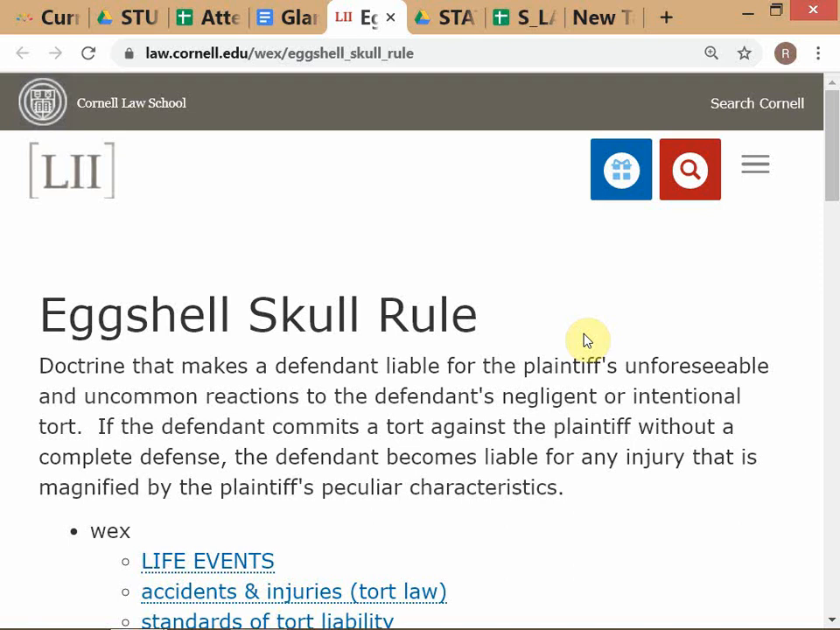Eggshell skull, you can understand very easily, it's a very graphic picture. You know what an eggshell is? Very easy to crack, right? Eggshells are very easy to crack. So you assume that your victim has a skull made of eggshell, so it's going to easily crack. That's the point: you have to assume that the victim is very weak, and even then you can't do anything to them, because we want to incentivize people to behave properly. So you assume that the pre-existing conditions of the victim are no excuse for the person who causes the damage, right? That's what this means. It's a very graphic name.